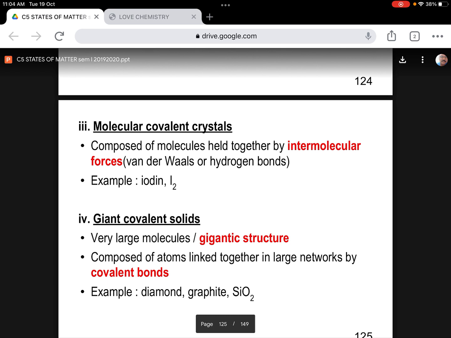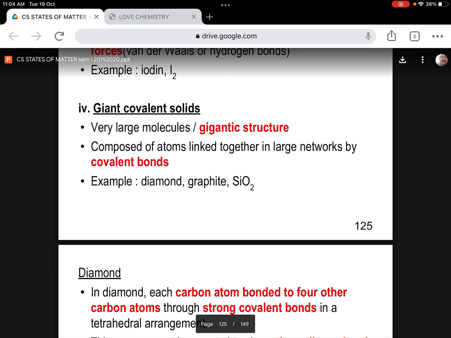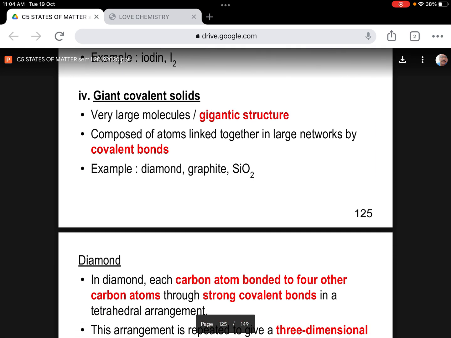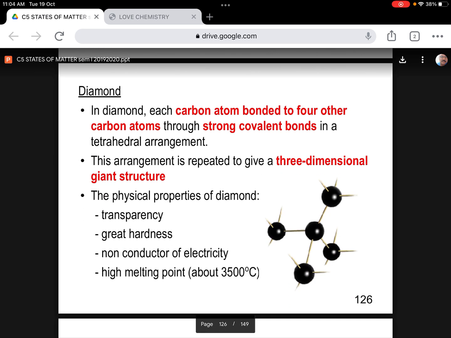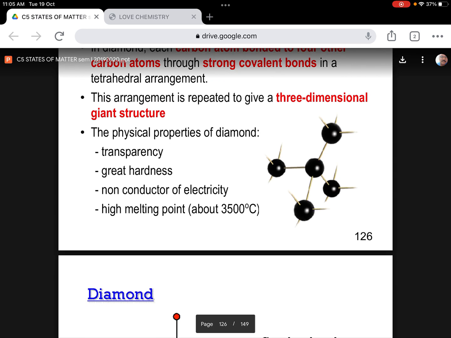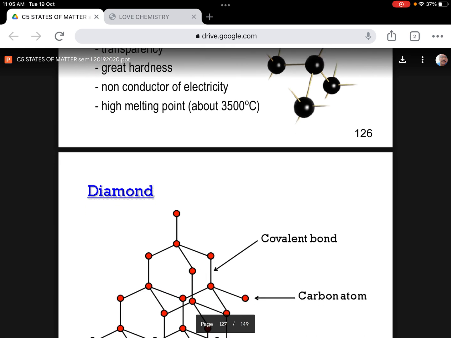Example, iodine. Number 4, giant covalent solid. Very large molecule, huge molecule, gigantic structure, composed of atoms linked together in large networks by covalent bond. For example, diamond, graphite, silicon dioxide. In diamond, each carbon atom is bonded to 4 carbon atoms through a strong covalent bond in a tetrahedral arrangement. This arrangement is repeated to give a three-dimensional giant structure. The physical properties of diamond: transparency, great hardness, non-conductor of electricity, very high melting point.